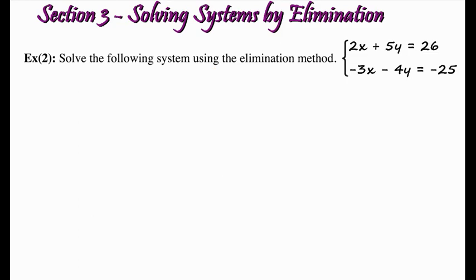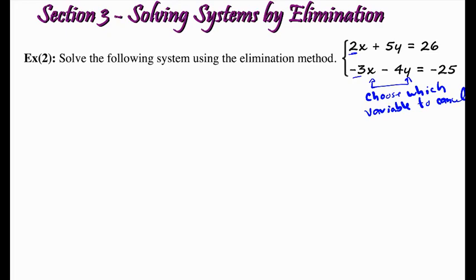So here in example 2, we see that there are no coefficients that are matching and ready to cancel. So we have to do what's called an adjustment. First, we must choose which variable we would like to cancel. There's no wrong choice here. So if you choose x's, that's fine. If you choose y's, that's fine. We're just going to take the numbers out in front of those variables to help us alter the system.